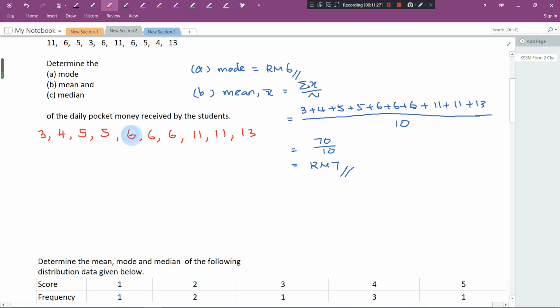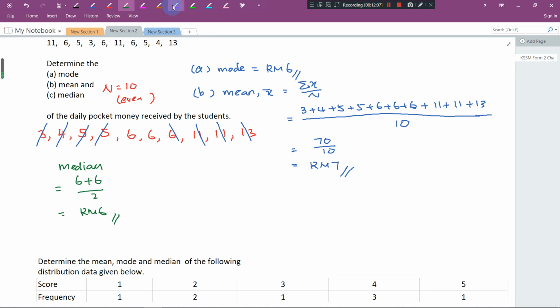1, 2, 3, 4, 5, 6, 7, 8, 9, 10. Since the number of data is 10, okay, let me write over here. 10, this is an even number. So we know there are two middle values. Okay, let's check. Cut here, 1. Here, left and right, do the same thing. These are the two middle values. So in order to get the median, we take these two values added together, divided by 2. Which is equal to RM6.